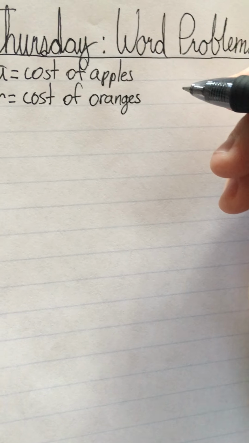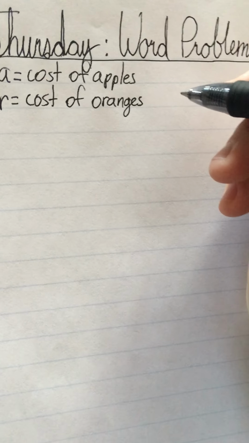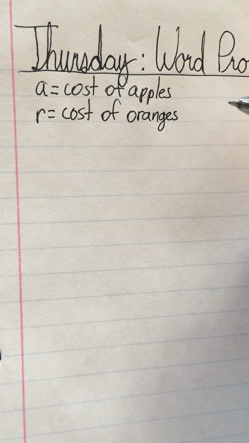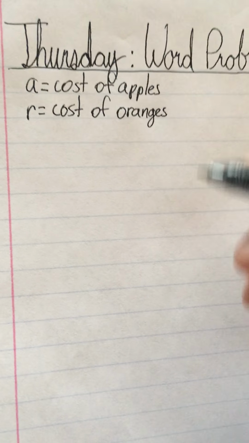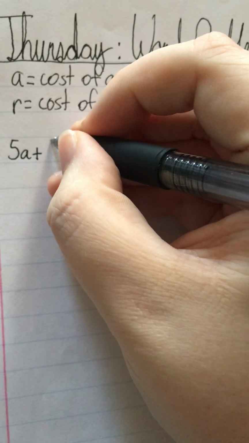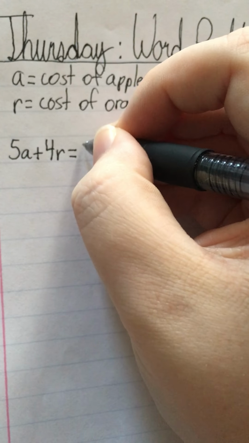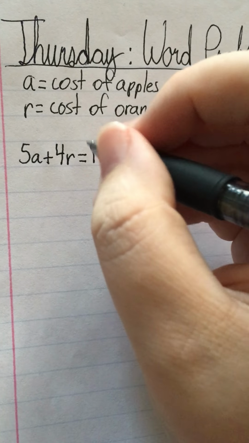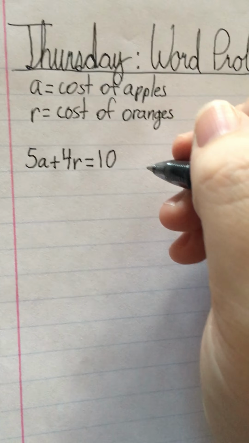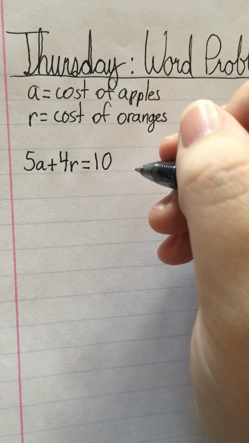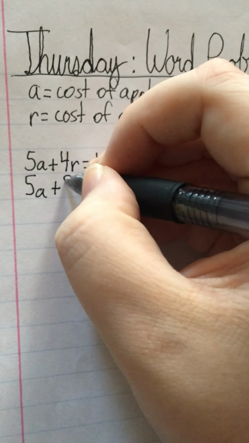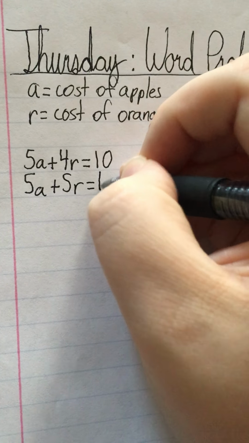So now we look at the information that we know and we're going to turn it into an equation. So the person in front of you got 5 apples and 4 oranges for $10. So you can write that as 5A plus 4R is equal to 10. And you got 5 apples and 5 oranges for $11. So you can write that as 5A plus 5R is equal to $11.